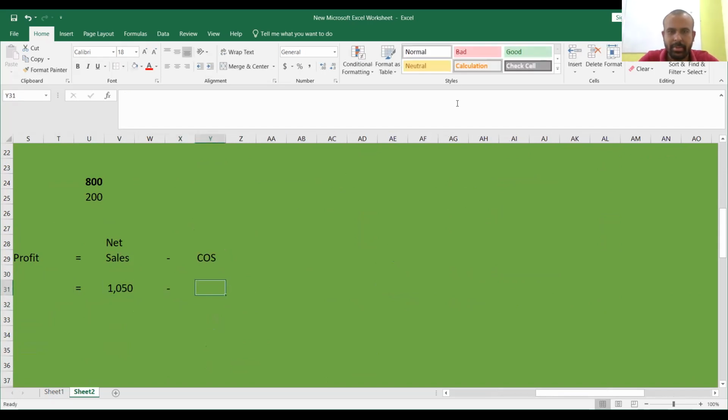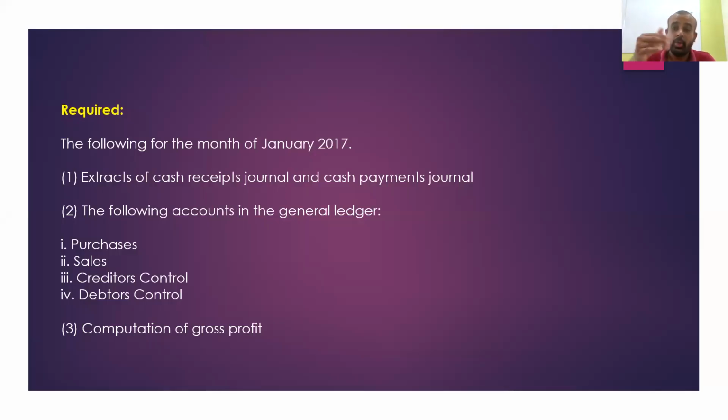How much is the cost of sales? How to get the cost of sales? Cost of sales, how do you find it? From the purchases, you deduct the purchases return and the closing stock. Cost of sales means cost of the goods that you sold.